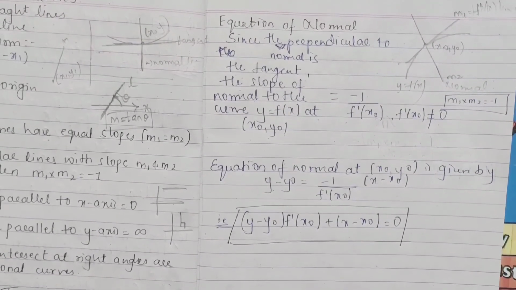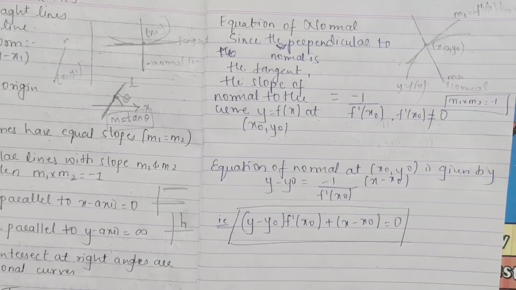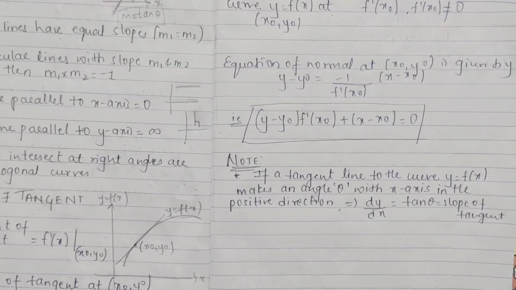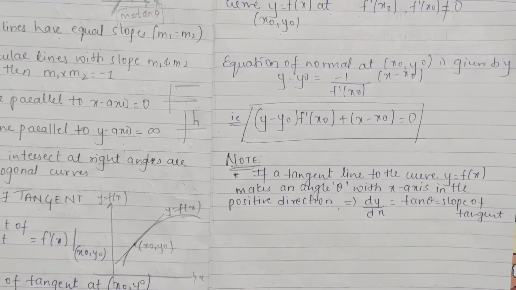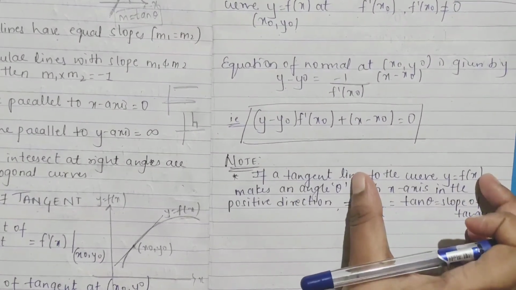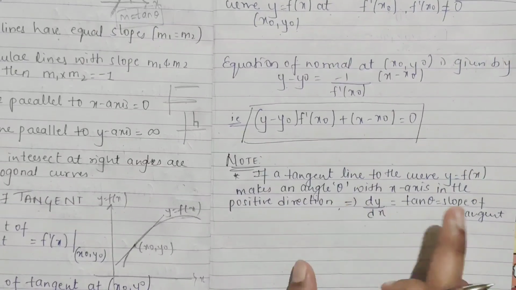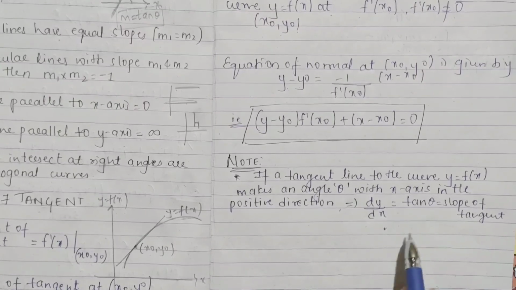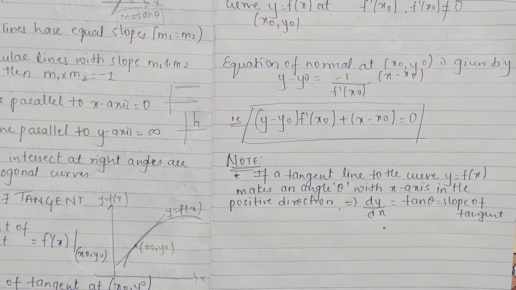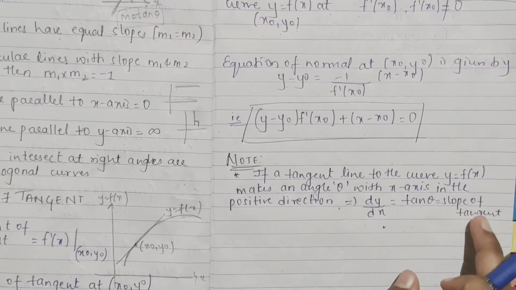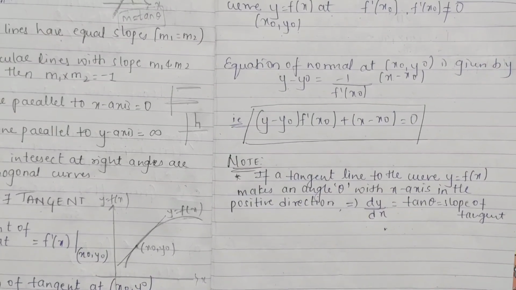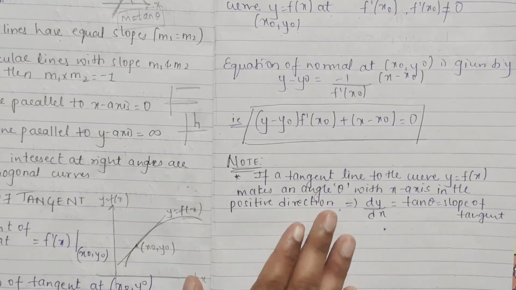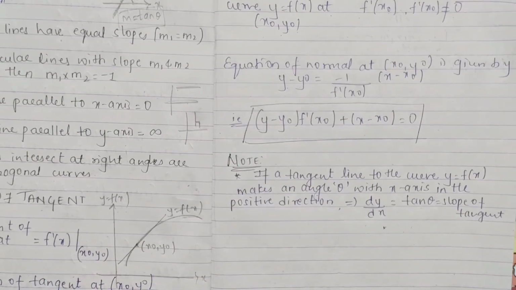Problems based on tangent and normal we will take in the next class. Take down this note too. If a tangent to the curve y is equal to f of x makes an angle theta with the x-axis, then as I said, the slope m is equal to tan theta. So dy by dx is equal to tan theta, which is the slope of the tangent. Problems we will take in our next class. I hope this is clear. Pause the video and note everything down. Thank you.